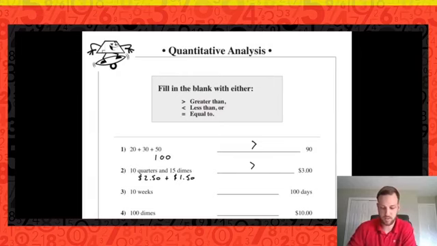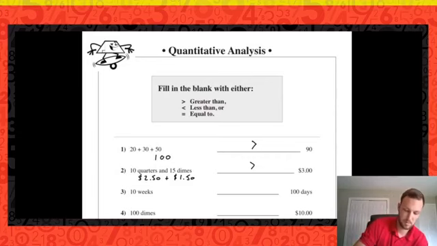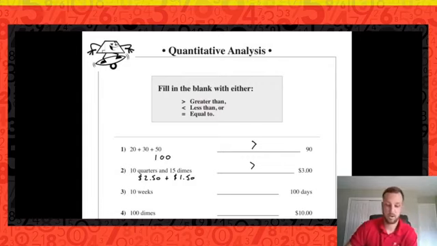All right, number 6: is 10 feet greater than, less than, or equal to 100 inches? How many inches are in a foot? How many inches do we have per foot? Yep, 12 inches per foot. Very good. So if I have 12 inches 10 times, it gives me what? Greater than or less than 100? Very good. Greater than, it would be 120 inches.